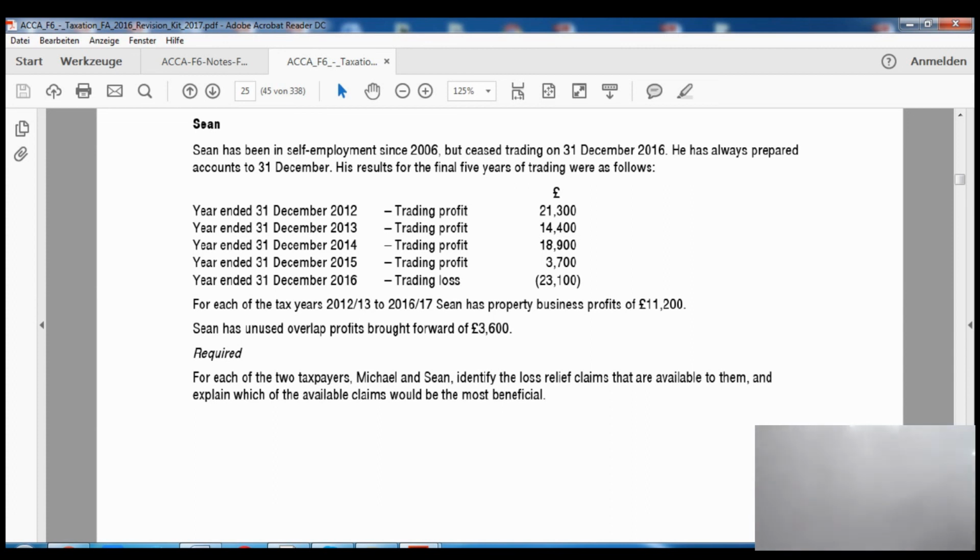Now if we look at the year ended 2015, trading profits are £3,700, and so we'll be saving tax at the rate of 20%. And in the previous year, trading profits are 18,900. In this case as well, we will be saving his tax at the rate of 20%, because property income will already have used the personal allowance anyway. We will be saving tax at the rate of 20% in this case as well.